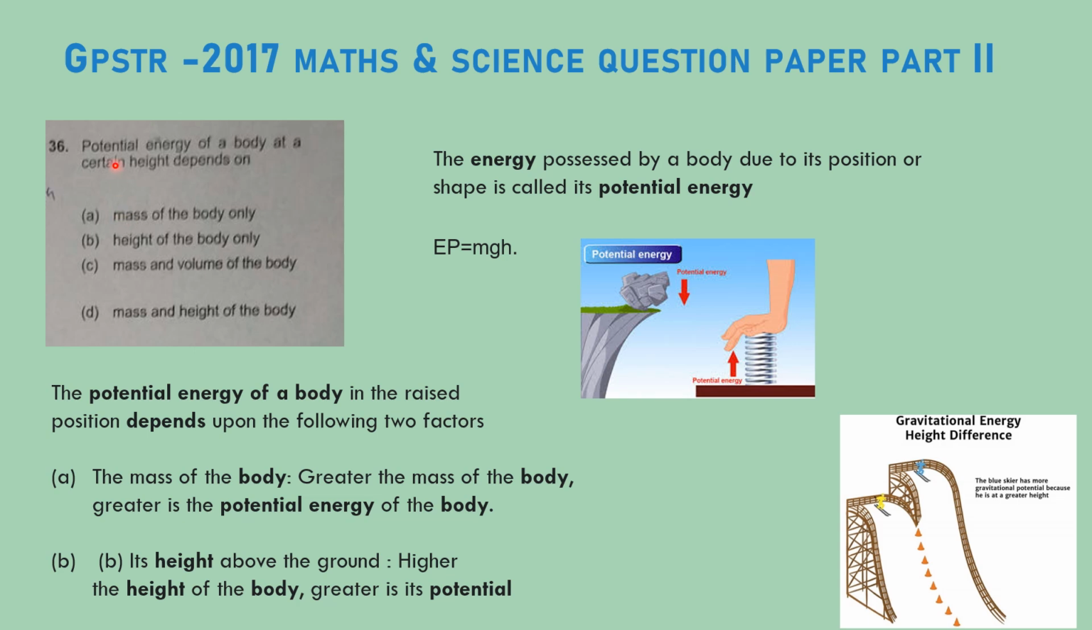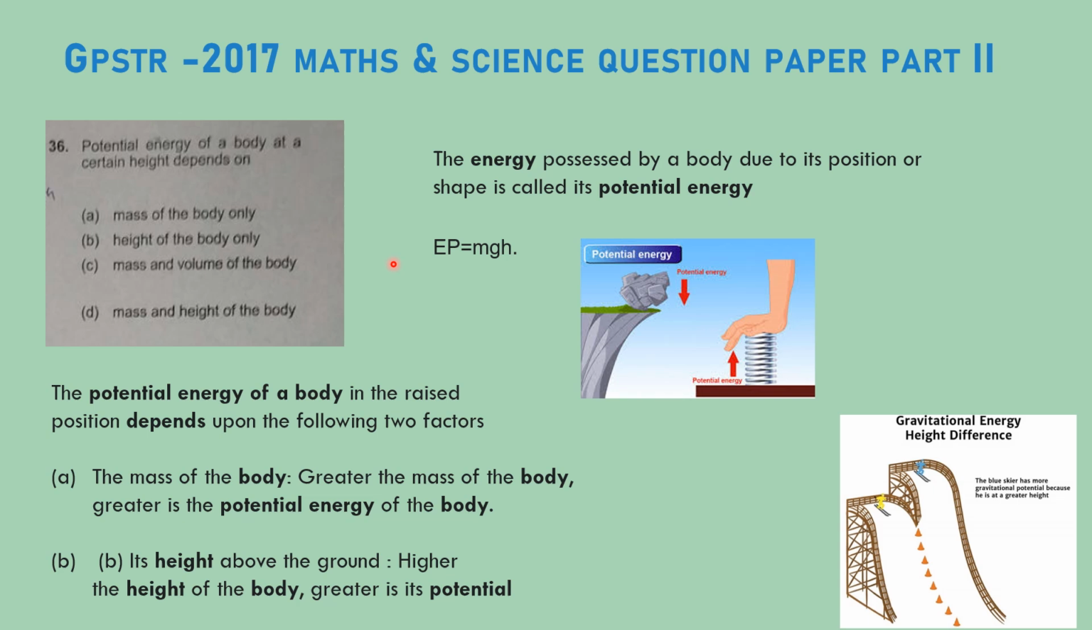Let us see the next question. Potential energy of a body at a certain height depends upon the: Option A, mass of the body only. Option B, height of the body only. Option C, mass and volume of the body. Option D, mass and height of the body.